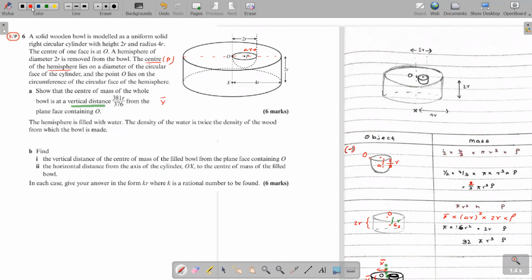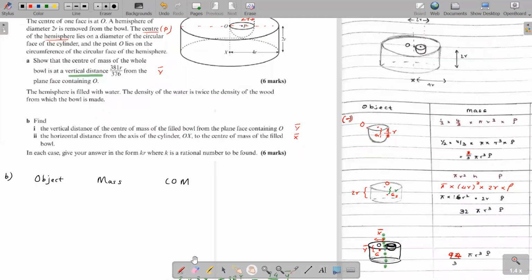Basically, guys, they want you to find in part 1 the new y bar and the new x bar. In each case, give your answer in the form KR, where K is a rational number to be found. So again, that's really easy, right, guys? So all you have to do is now you make another table. Okay, so you make another table in part B: object, mass, center of mass.